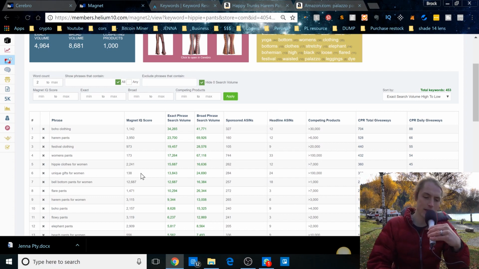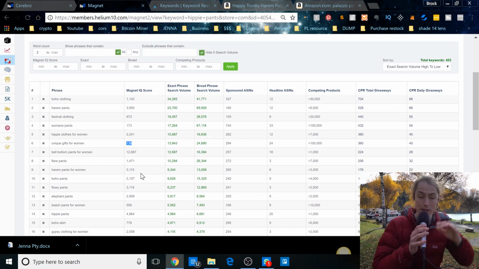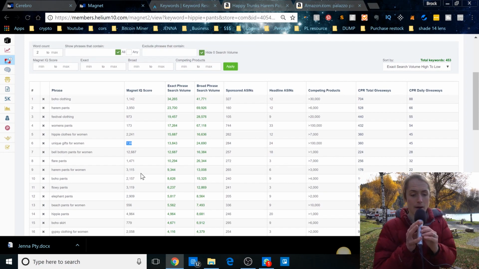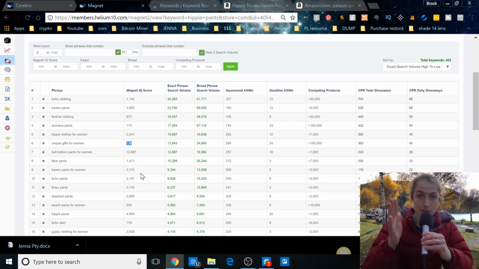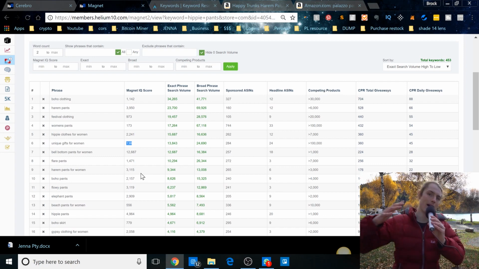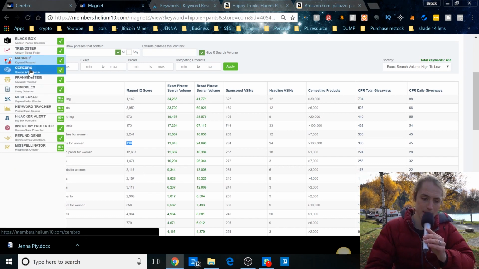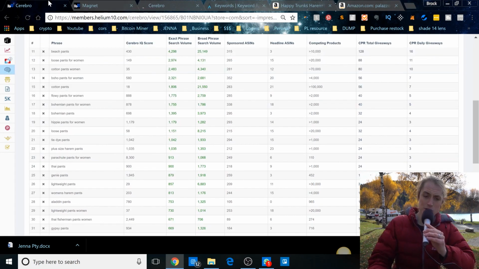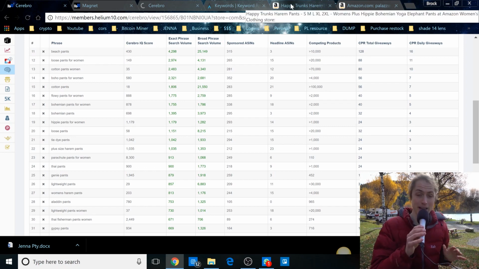And then they have this Magnet IQ score, which essentially gives us a reading. The higher the IQ score, the better the opportunity this potentially is, based on how many products there are compared to how many searches there are per month, and how well optimized the products are for those keywords. And then what is really the power of Helium 10 is the Cerebro tool here. This allows us to take a listing and see all of the keywords that it's indexed for.